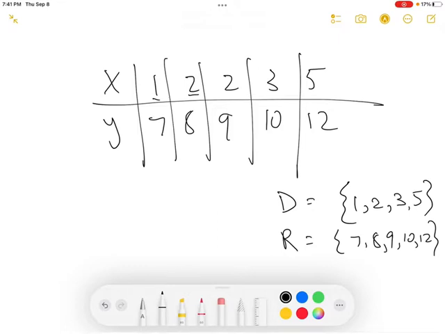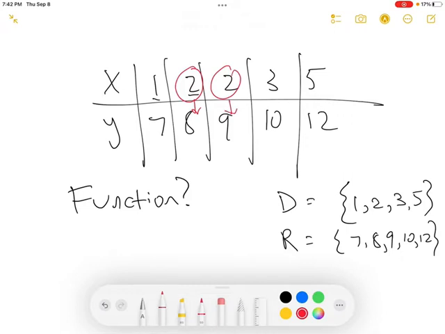Now the question you'll be asked here is whether or not this is a function. So what does it mean to be a function? To be a function, it means that an x value will always give you the same y value. Here, let's take a look at the number 2. When I plug 2 into my machine, I get an 8. But also, when I plug in 2, I get a 9. So I get 2 different outputs for the same input, therefore it's not a function.